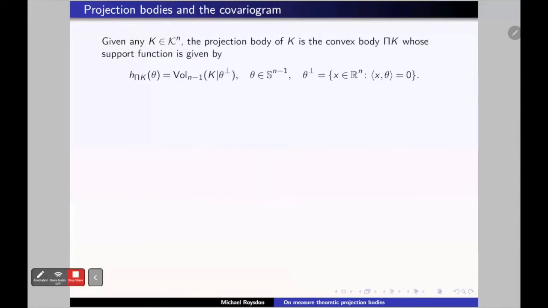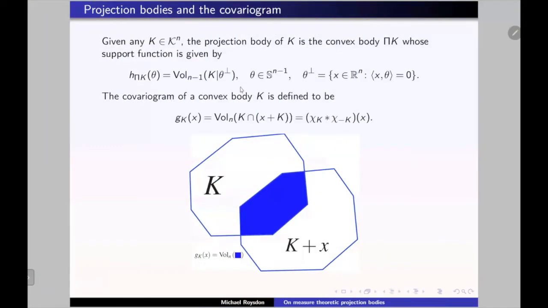What is not clear a priori is the fact that by doing this, you get a support function, right? It's not clear that the n minus one dimensional volume of an orthogonal projection of a convex body onto a hyperplane is convex, but in fact, it is, and we understand it through the covariogram. And this is in fact why we considered the alternative definition of the Minkowski sum.